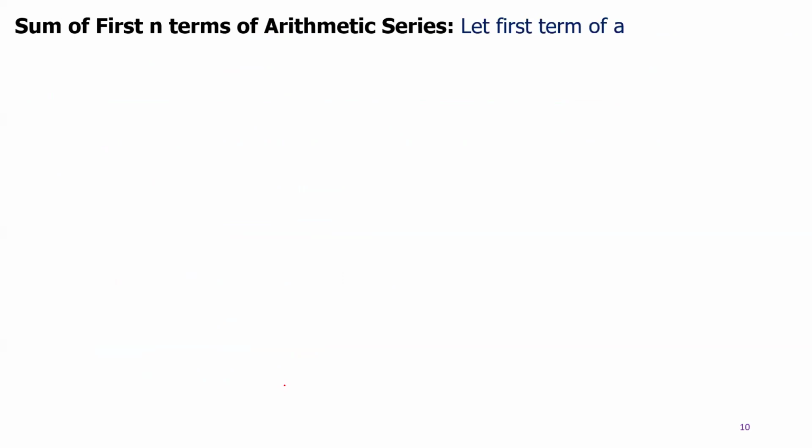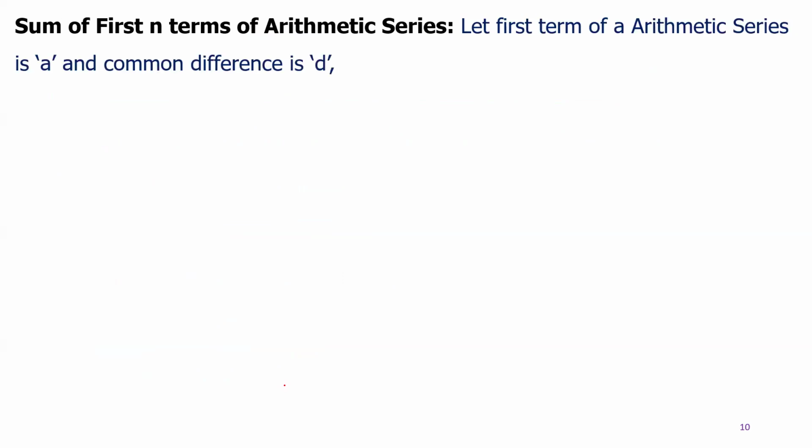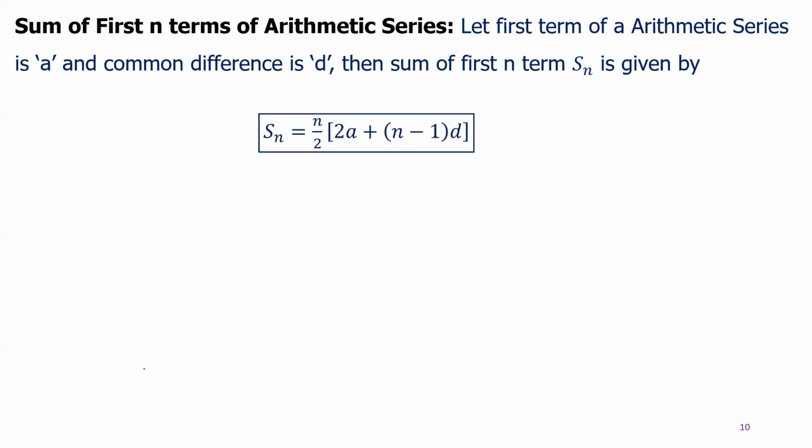Let us take one more topic, the sum of the first n terms of an arithmetic series. Let the first term of the arithmetic series be a and the common difference be d. Then the sum of the first n terms, Sn, is given by Sn is equal to n upon 2 times (2a plus (n minus 1)d).